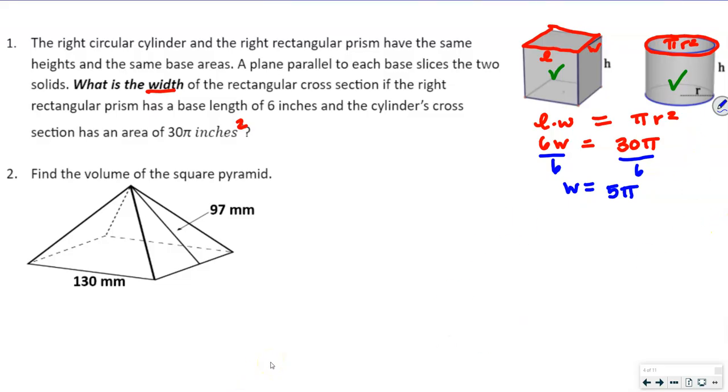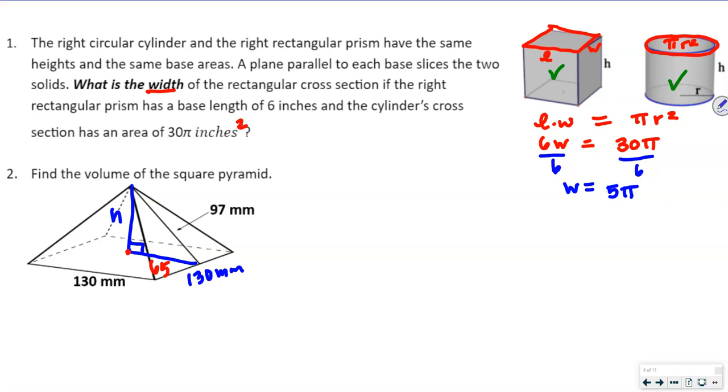So for this next one, it's a pyramid. It says find the volume of the square pyramid. Well, first of all, it says it's a square pyramid, so that means the sides are the same, right? Then we're going to find the height, okay? Because I'm going to talk to you about y in just a second, okay? So that's our right triangle, okay? Our height is here. And remember that this point right here is in the center, right? So that means we're going to divide that 130 by 2, and so that's 65, right?